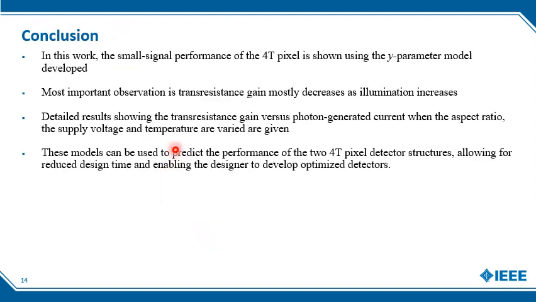In conclusion, in this work, the small signal performance of 4 transistor pixels is shown using Y-parameter modeling. Most important observations: transfer resistance gain mostly decreases as illumination increases. Detailed results show the transfer resistance gains versus photon generated current when the aspect ratio, supply voltage, and temperature are varied. These are process independent parameters. These models can be used to predict the performance of the two 4 transistor pixel structure detectors, allowing for reduced design time and enabling the designer to develop optimized detectors pre-manufacturing.